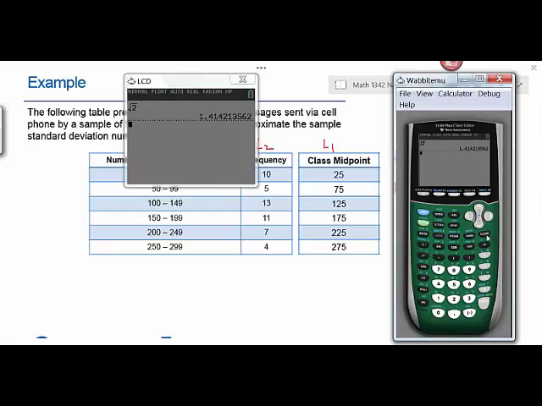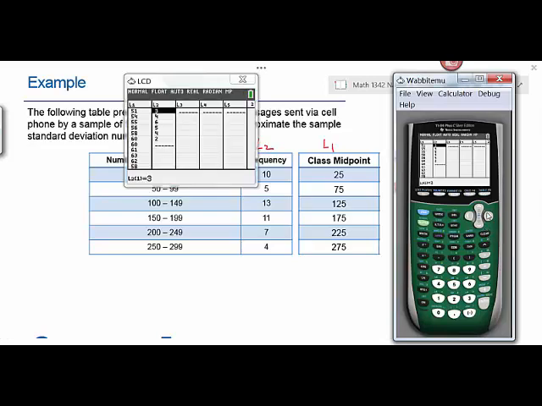Let's go ahead and put this information into our calculator. I'm going to clear out my list, though you don't have to if you don't want to. You have other lists you can use. But I'm going to put the midpoints in list 1 and put the frequencies in list 2, and then we go back to the home screen. Make sure that you've got the right numbers in here, because if you mistype a number it will throw everything off and drive you crazy.